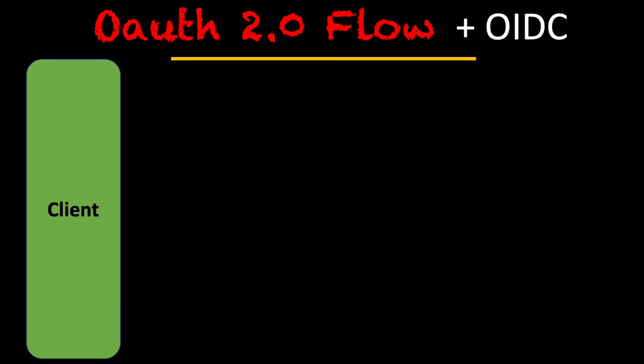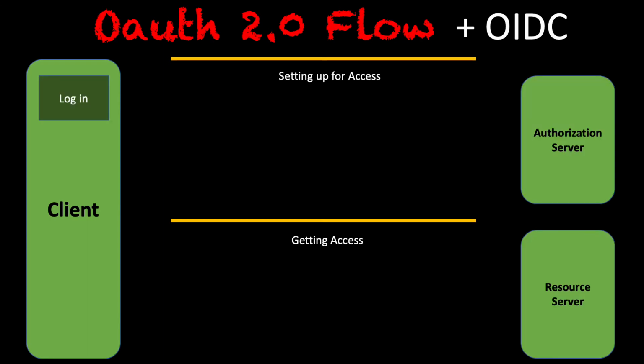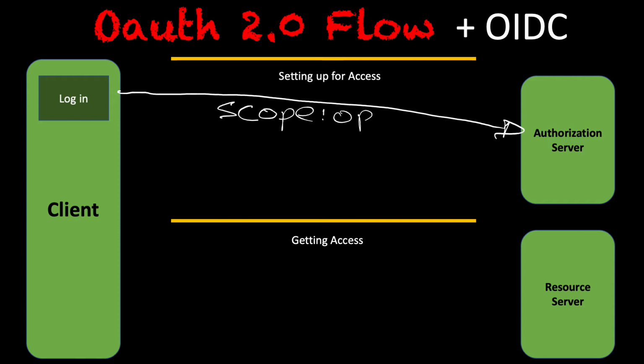If we look at our setup here, we have our client on the left-hand side, our authorization server on the right-hand side, and our resource server on the right-hand side. We also talked about how the flow was broken out into two sections: setting up for access and getting the access. The key main element here is when the client reaches out to the authorization server, it is specifying a scope. And that scope is an openid scope. The application is basically saying to the authorization server that it wants to verify the user's identity. So that's the key main element here.